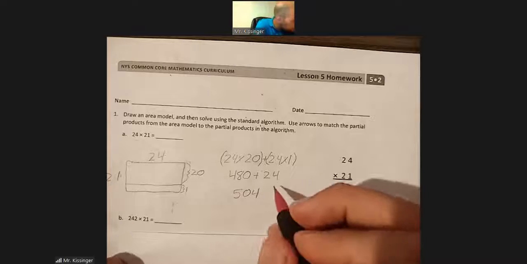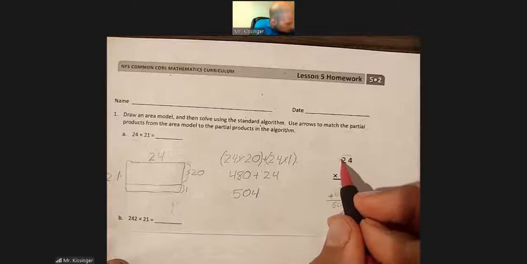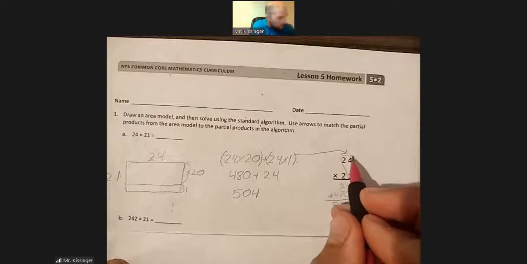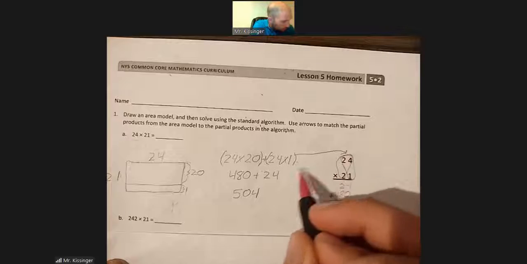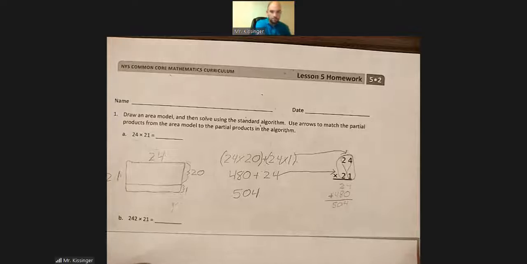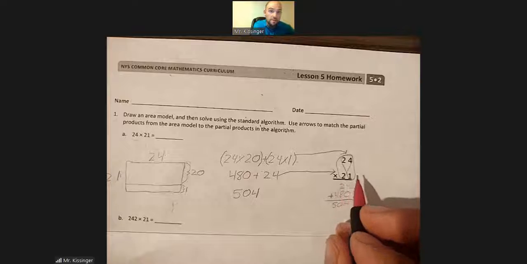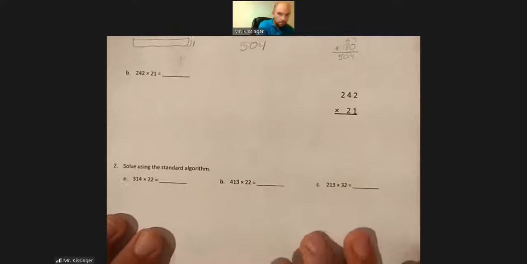So this here, our 24 times 1, and then we do our 24 times 20, because when we look at just the 2 in the tens place, that shows us that that's 20. All right. So let's try a few more now that we know what our standard algorithm is. Let's try some of these down here.